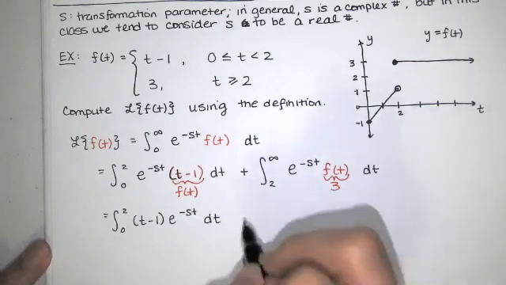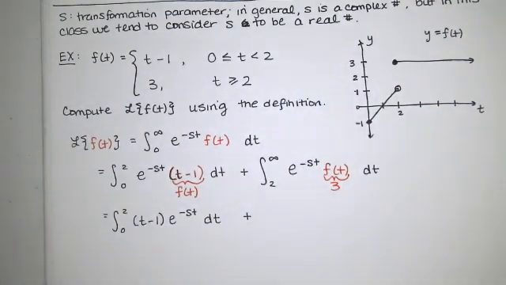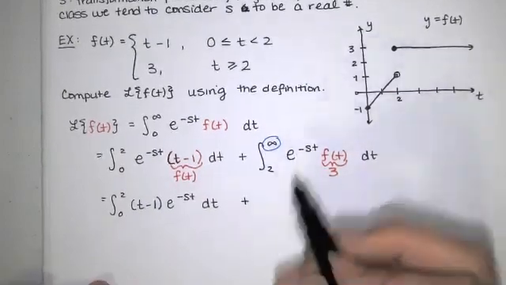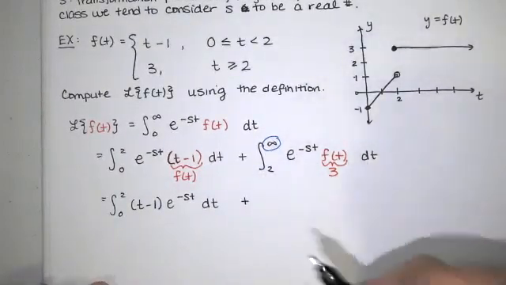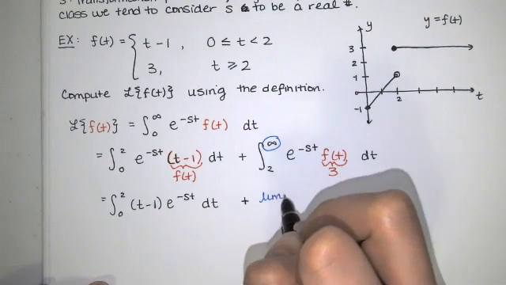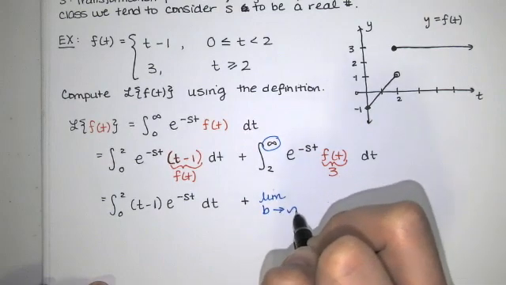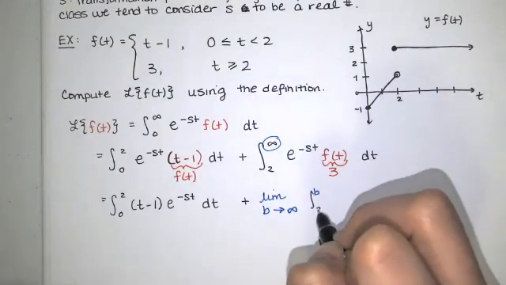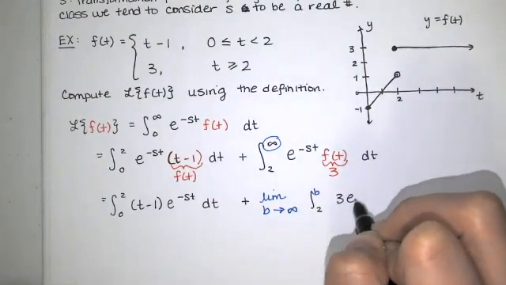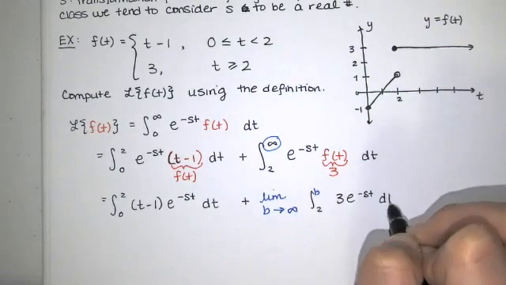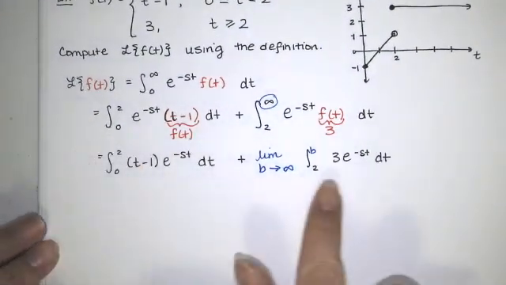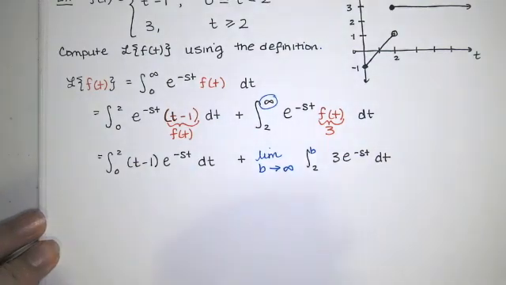And then this piece over here is actually an improper integral. Since I have that infinity right there, I need to write that improper integral as the limit of a proper integral. So we'll take the limit as b goes to infinity of the integral from 2 to b of 3 times e to the negative st with respect to t. Okay, so now we just need to evaluate this and then evaluate this, and then we'll be done.